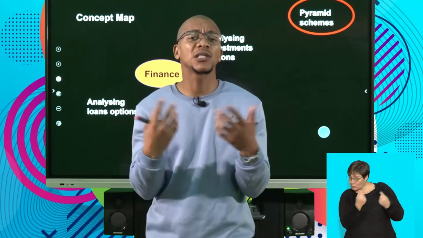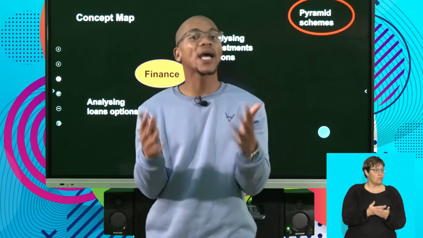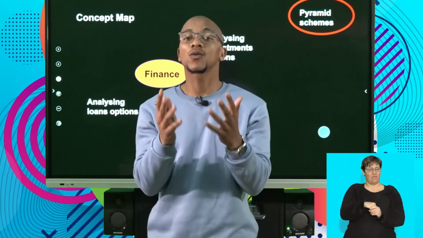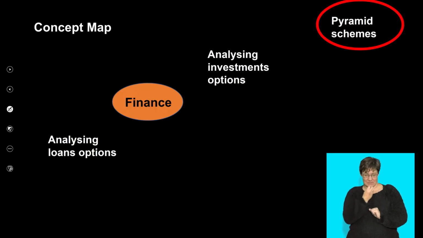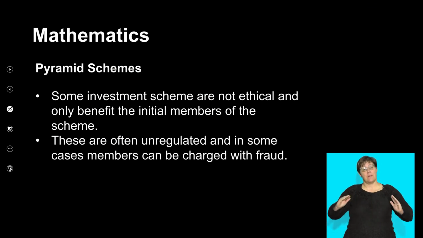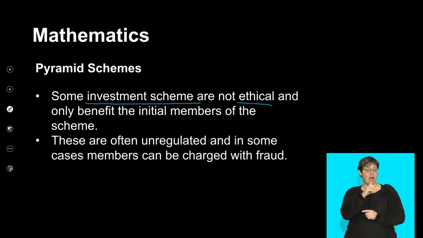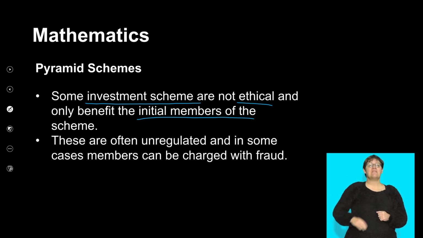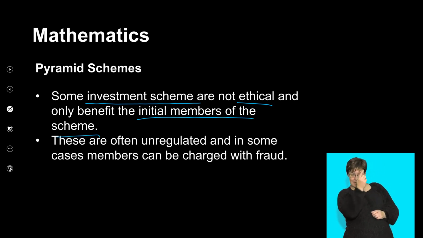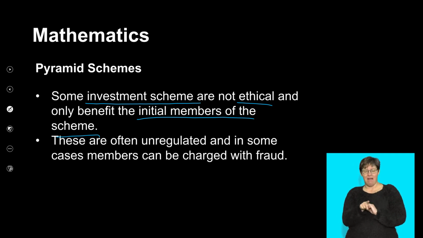It's not about disproving any scheme because we are not part of it, but we are just looking at what the concept is based on math. Now, let's just look at it. A pyramid scheme is when investment options are not ethical and only benefit the initial members of the scheme. And you will definitely see with the example that we're going to try and do here what this means.